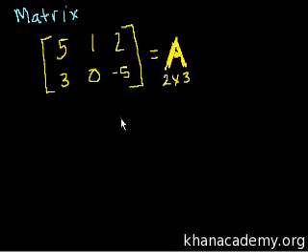And what is 2 and what is 3? Well, 2 is the number of rows, right? We have 1 row, 2 rows. This is a row, this is a row. And we have 3 columns: 1, 2, 3. So that's why it's called a 2 by 3 matrix.